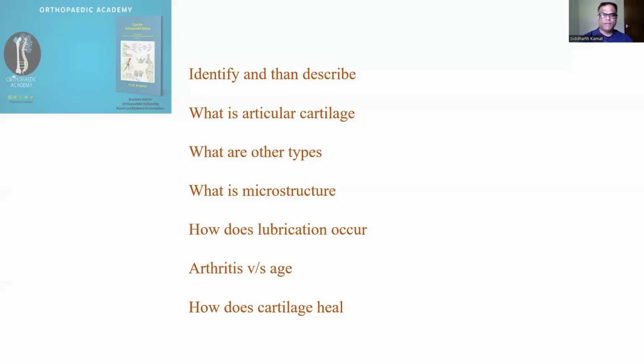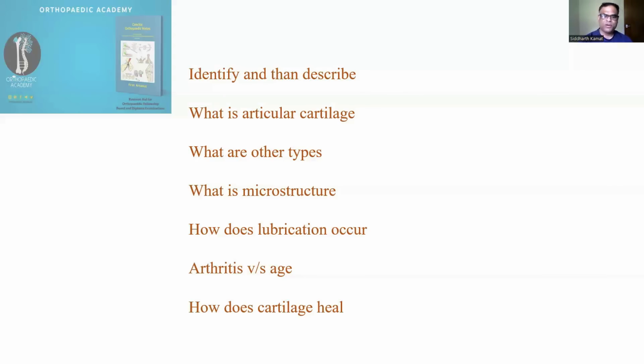After this zone comes the tide mark, which separates it from the subchondral bone. Subchondral bone is vascular, whereas cartilage is avascular. It derives its nutrition from synovial fluid.